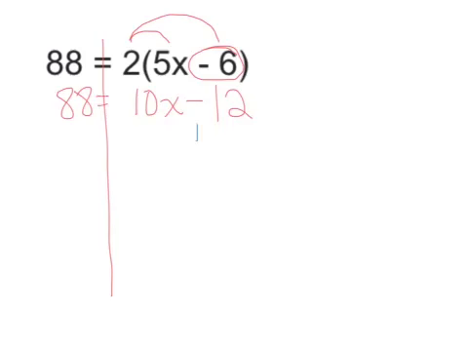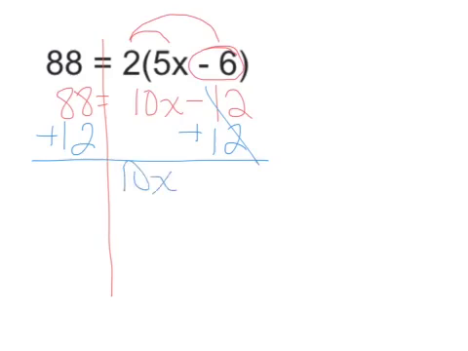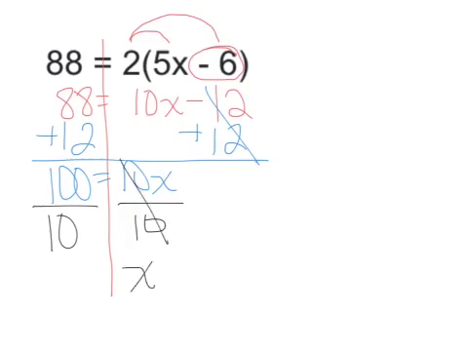From here we are going to add 12 on both sides. These 12's cancel and we have 10x left over. And 88 plus 12 is 100. Then our last step is going to be divide by 10. And these 10's cancel. And then x equals 100 divided by 10, which is 10. And that's what our final answer is.